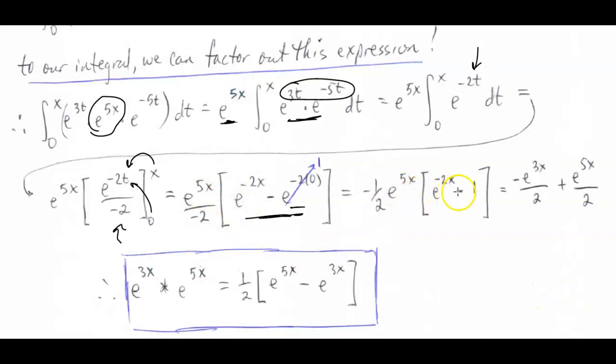And then we just combine what's left, do some simplification, and we see that e to the 3x convolved with e to the 5x is just going to be 1/2 of the difference of e raised to the 5x minus e raised to the 3x. And so if we were to multiply e raised to the 3x and e raised to the 5x in a convolving fashion, this is what it would end up being, okay?